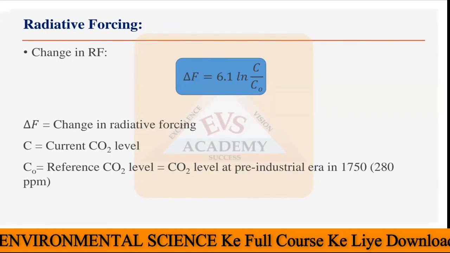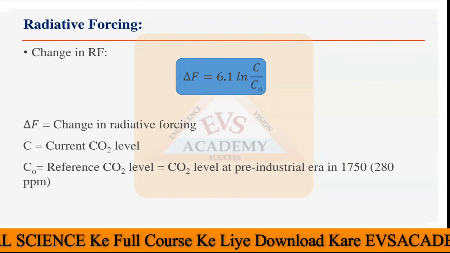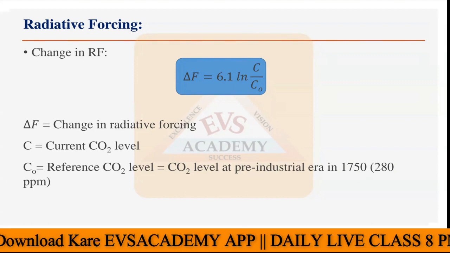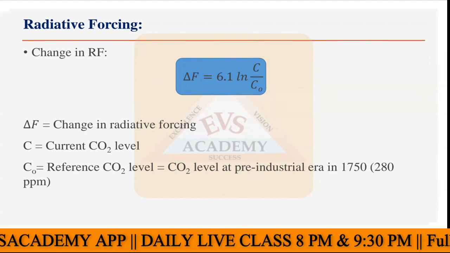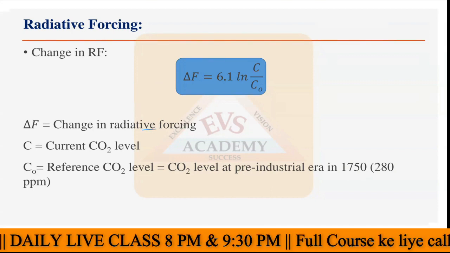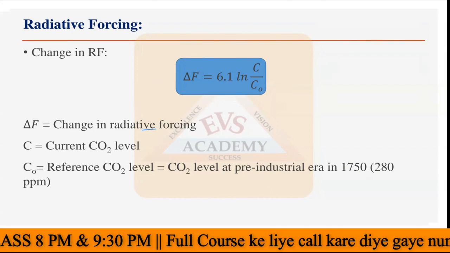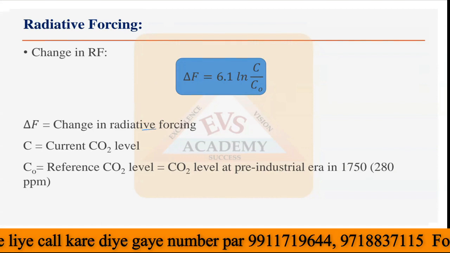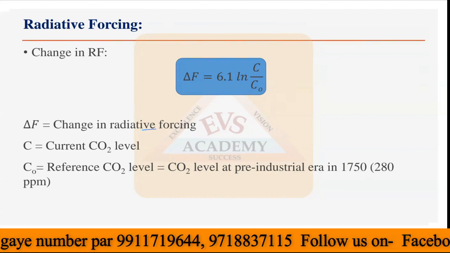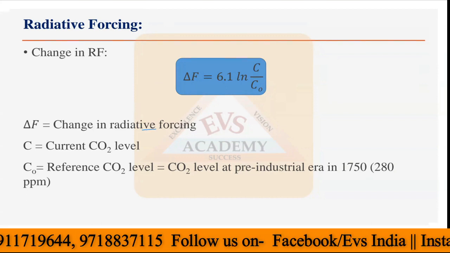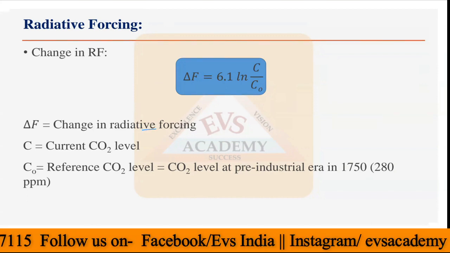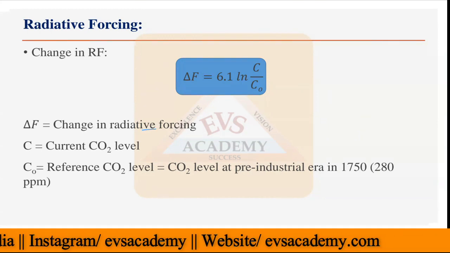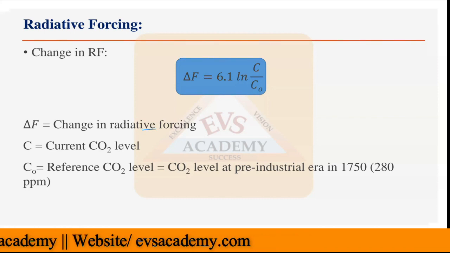And so here, this is the change in radiative forcing. So delta F is equal to 6.1 multiplied by ln, natural log, C divided by C naught. Delta F is the change in the radiative forcing here. The C is the current CO2 level. So how do we calculate this delta F value? This delta F value is mainly dependent on the carbon dioxide amount present in the atmosphere. The higher the carbon dioxide concentration, the more the radiative forcing. The lower the carbon dioxide concentration, the lower the radiative forcing, because the highest contributor of radiative forcing in the atmosphere is carbon dioxide, as we all know.